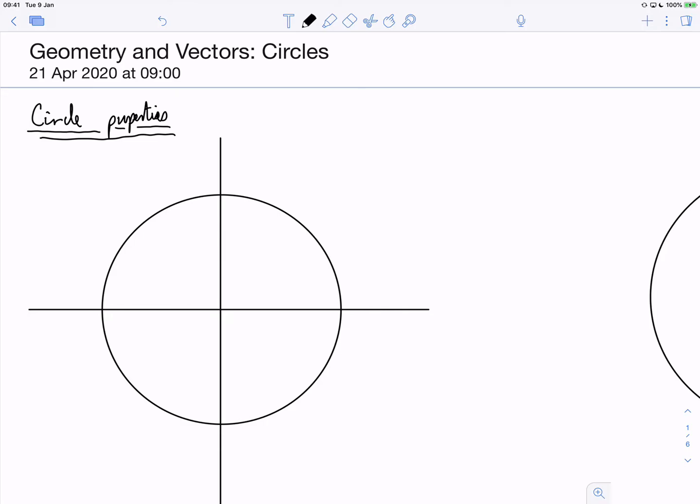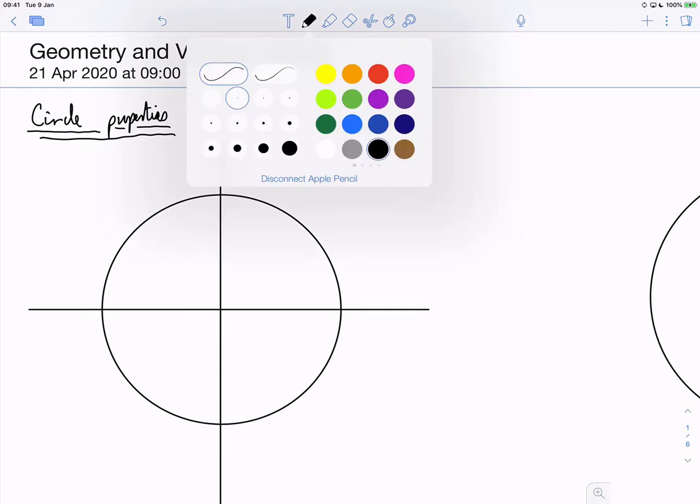Circles, they're really important. They belong to a family of shapes called conic sections. And we'll actually cover them soon at some point. I forget which day I said I was going to look at conic sections. But yeah, circles. Okay, so let's start with some really basic ones.